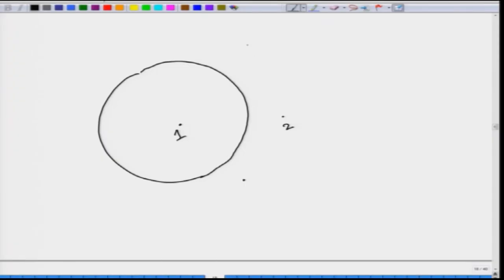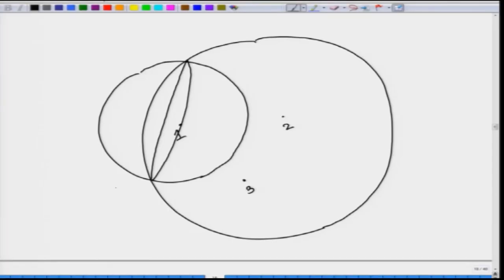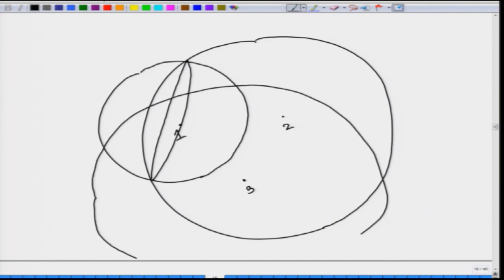Similarly, for the second satellite, you can construct another sphere. Now, both of these spheres are meeting in a circle. So, there is this circle, and now you can say that your location is somewhere on this circle. Now, with the third satellite, you can construct another sphere, and in this case you will know that you are at one of these locations. So, you are at either this location or this location. Now, one of these locations will fall on the earth.